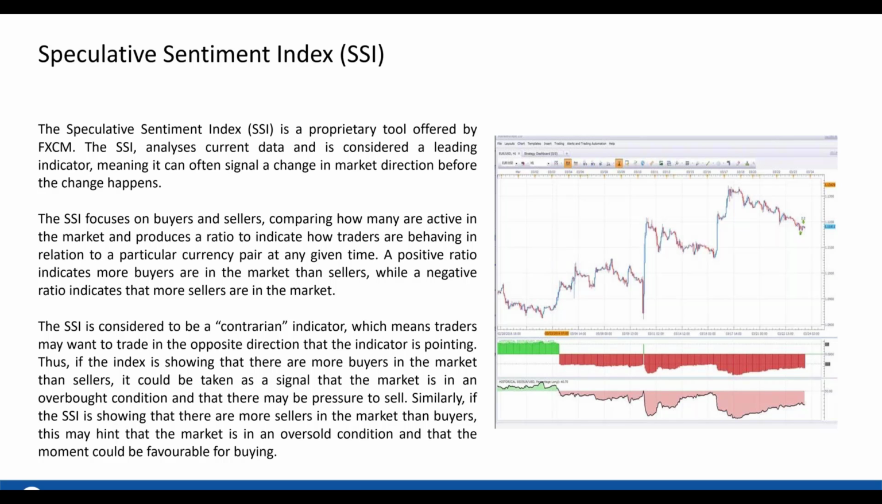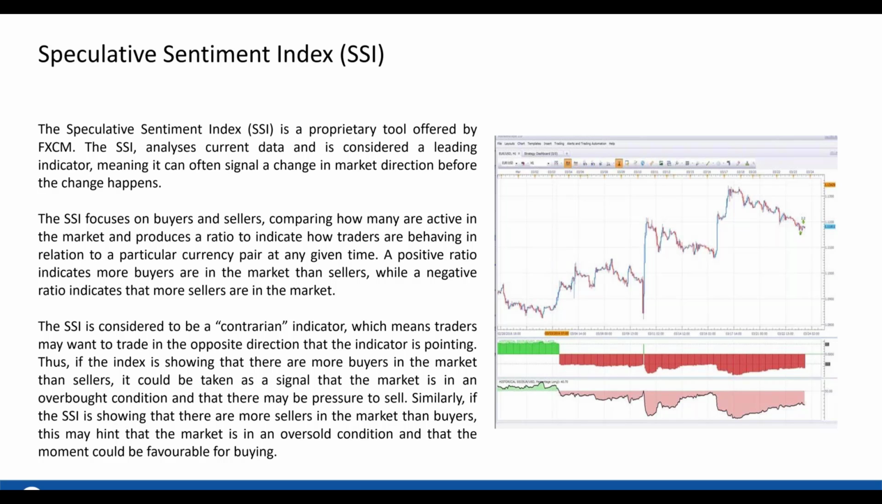The SSI focuses on buyers and sellers, comparing how many are active in the market and produces a ratio to indicate how traders are behaving in relation to a particular currency pair at any given time. A positive ratio indicates more buyers are in the market than sellers, whilst a negative ratio indicates that more sellers are in the market. The SSI is considered to be a contrarian indicator, which means traders may want to trade in the opposite direction that the indicator is pointing.